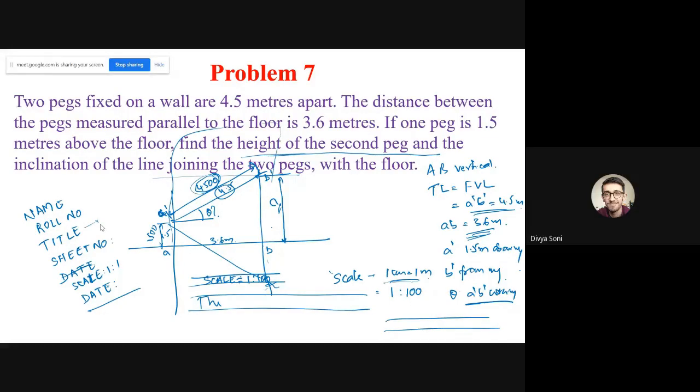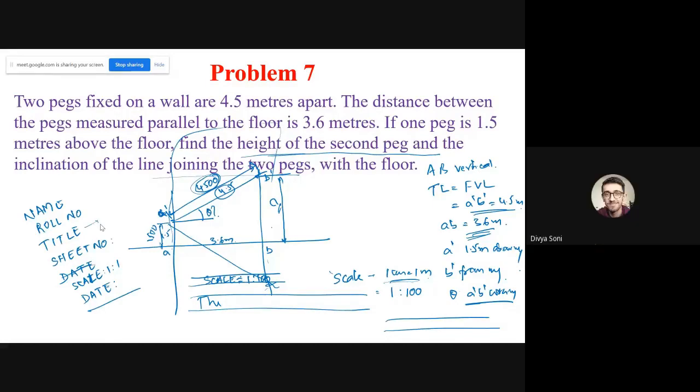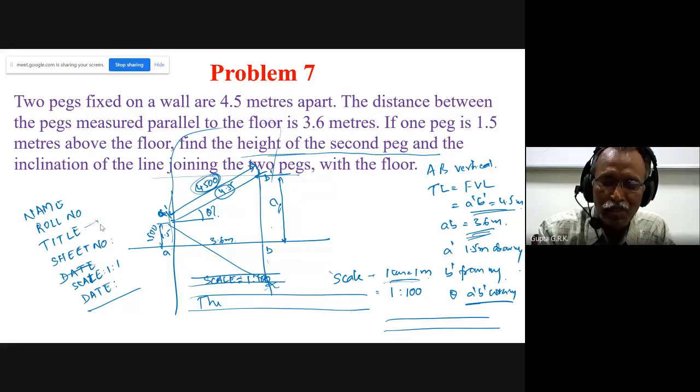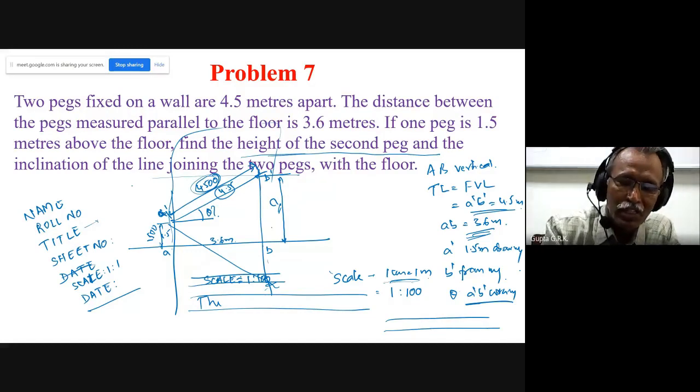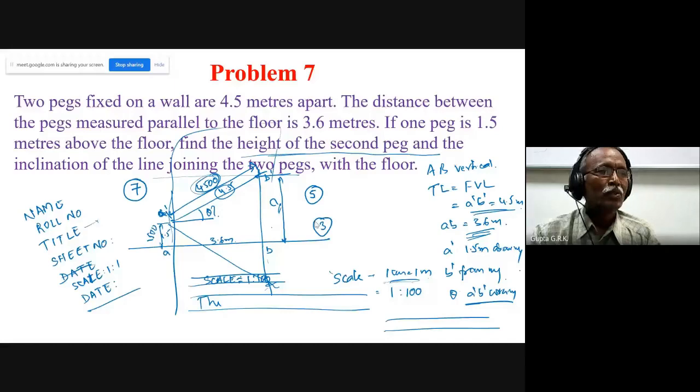And sir, this nameplate has to be there on each sheet, not on each A4? You show at the beginning or at the end. And one more point: for each problem you give the problem number with a circle like this. 5 like this, 3 like this. For each problem you write it with a small circle around it.